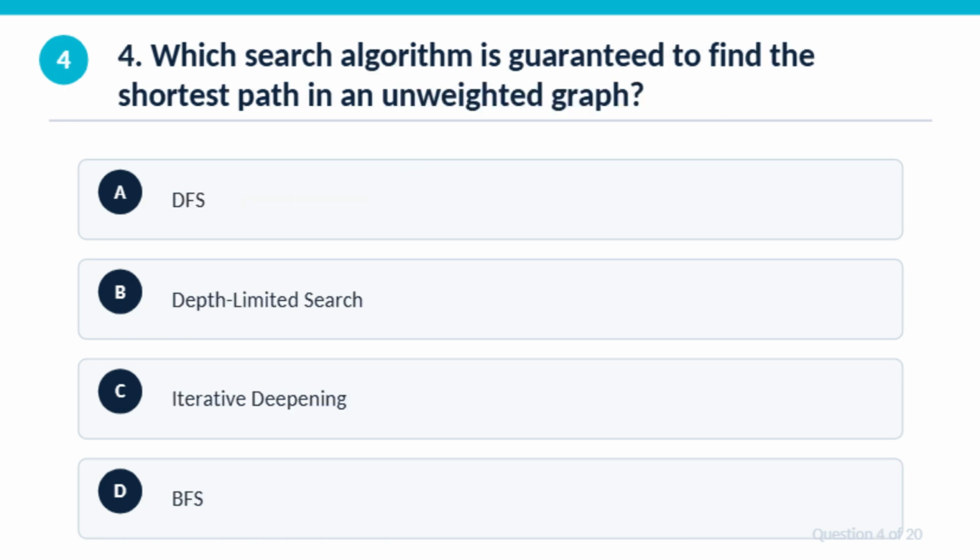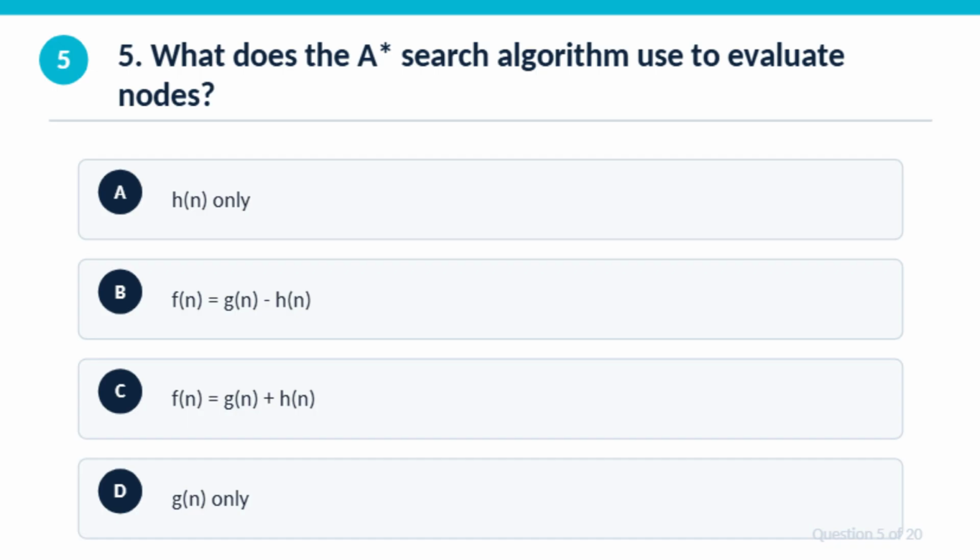Which search algorithm is guaranteed to find the shortest path in an unweighted graph? A. DFS. B. Depth limited search. C. Iterative deepening. D. BFS. The correct answer is D. BFS.